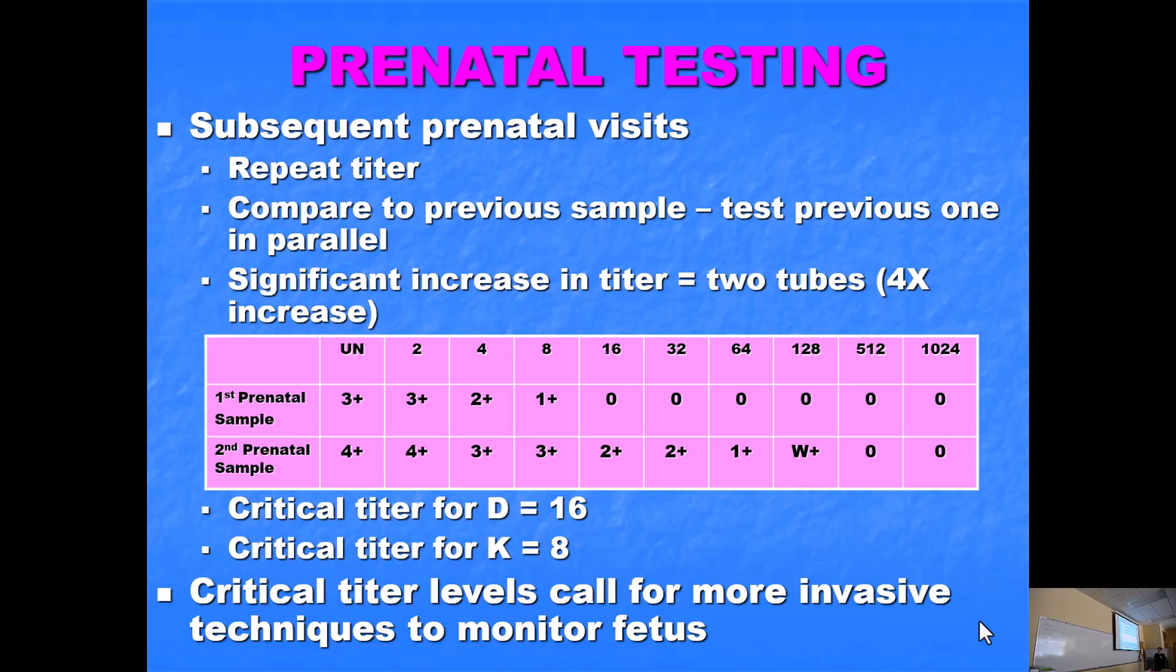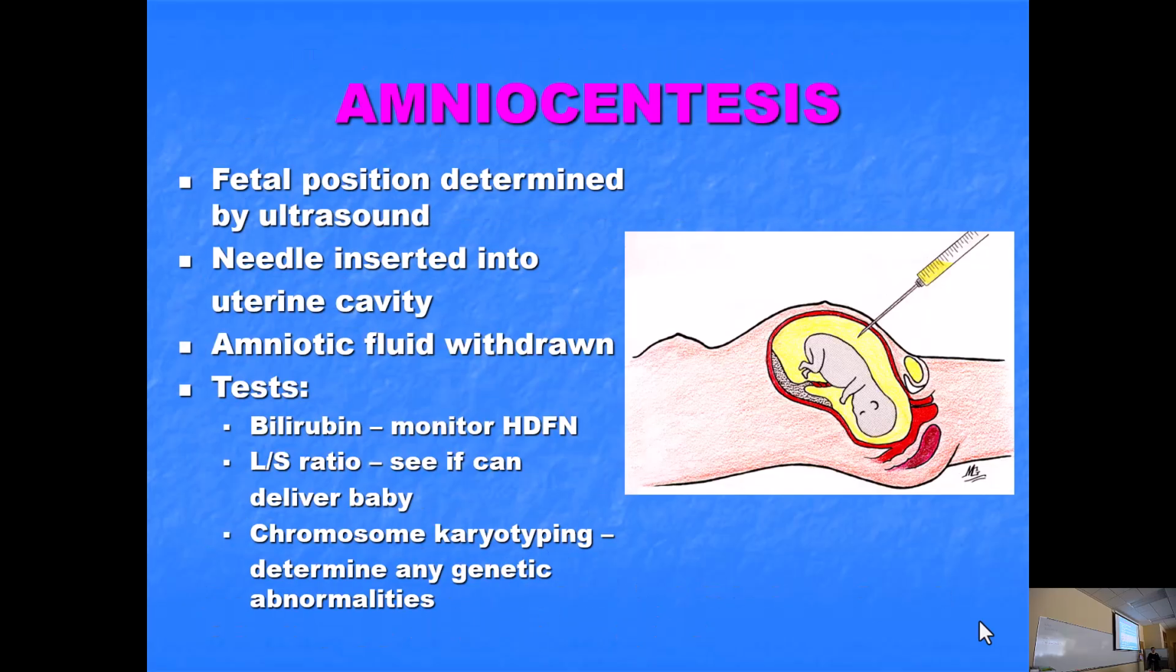So that is significant. Now, not only is the increase significant, but there are critical titers for certain antibodies. For example, for anti-D, the critical titer would be 16. If it's a 16, it doesn't matter if it's going up or not. That's critical. We need to start watching that baby. K, it's only an 8. So it's really important. If we do these titers initially, and that's where they come up, we need to start watching that baby a lot more carefully. We end up doing more invasive techniques at that point to monitor the fetus to see what's going on.